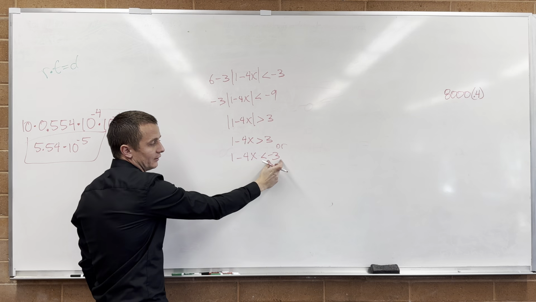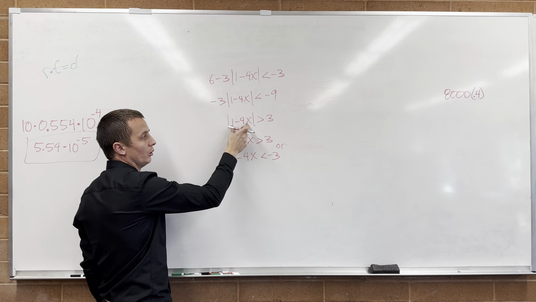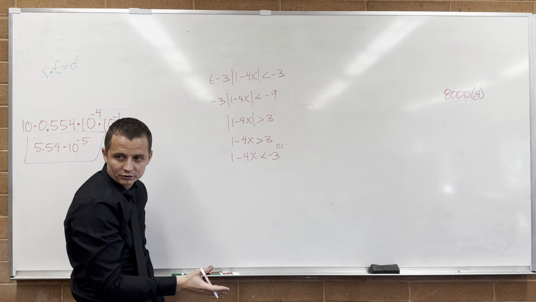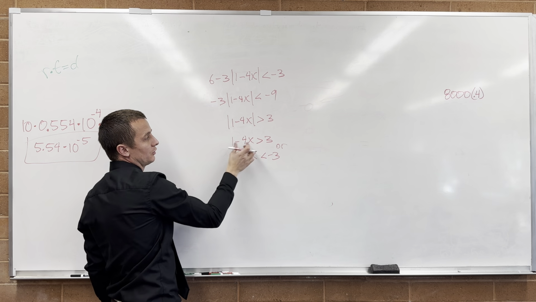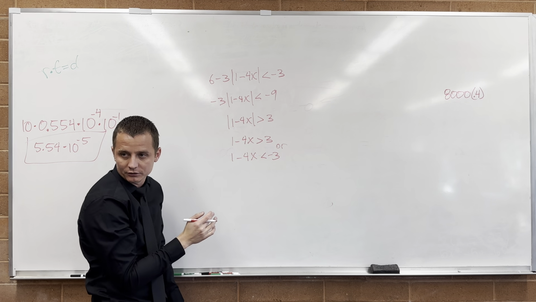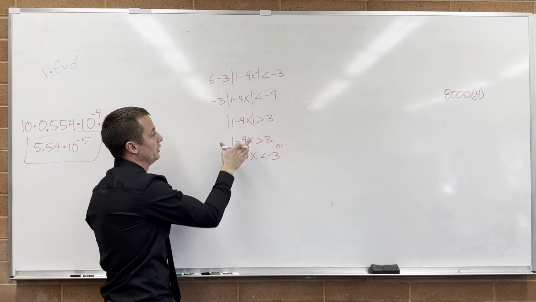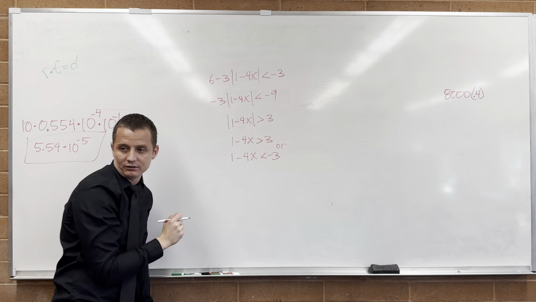If 1 minus 4x is less than negative 3, if this came out to negative 4, when we took its absolute value, we get something bigger than 3. If 1 minus 4x was bigger than 3, when we take its absolute value, we get something bigger than 3. So this is true when this is the case or this is the case.